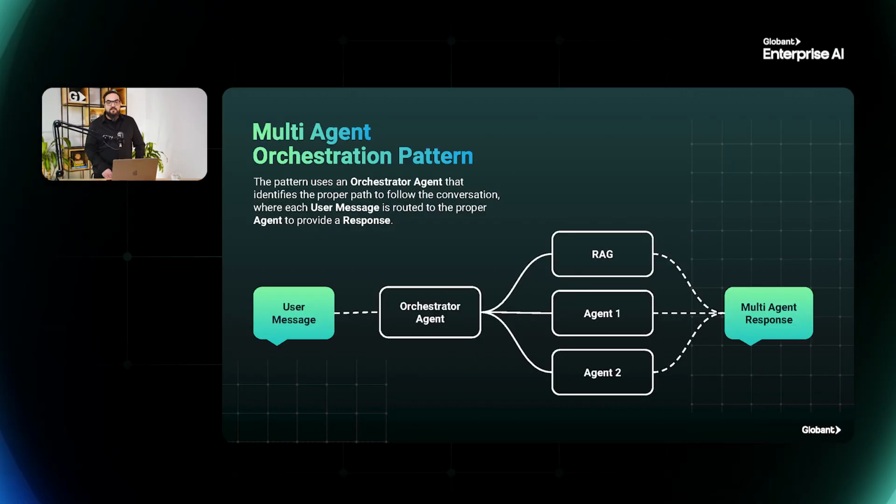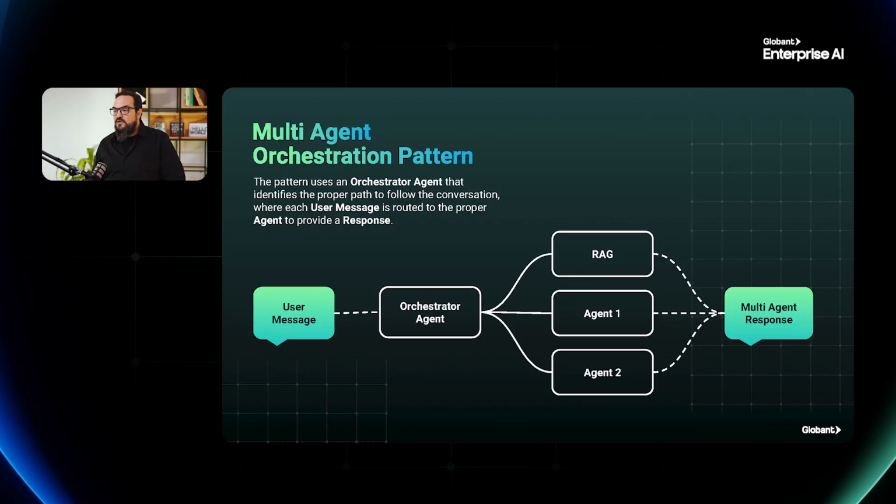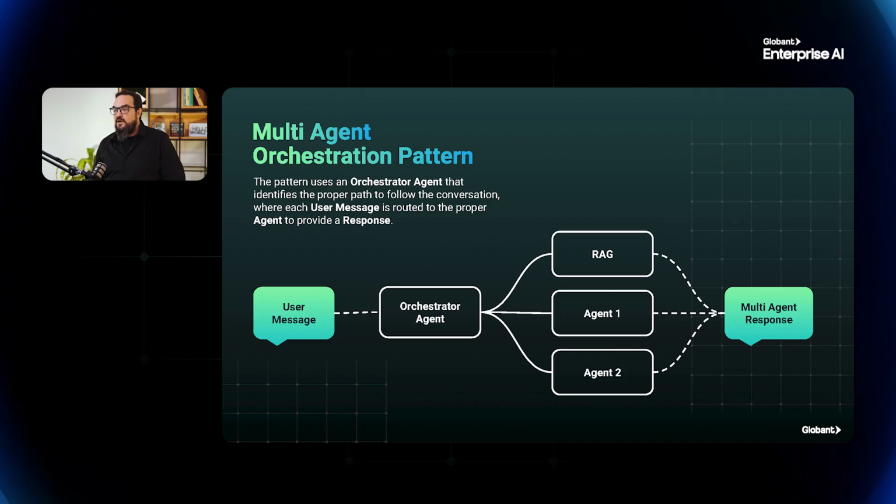if needed. To orchestrate a conversation with multiple agents, we're going to use the following pattern. This pattern uses an orchestrator agent that identifies the right route to continue the conversation, where each user message is sent to the appropriate agent to provide a response. In our example, we're going to create a multi-agent flow capable of answering questions about Globant Enterprise AI and collecting suggestions and feedback from users.